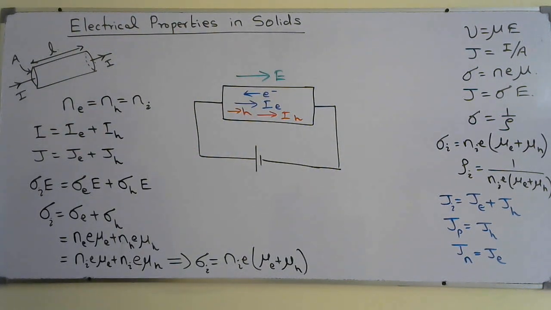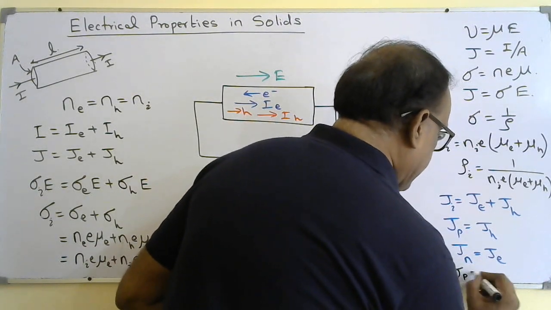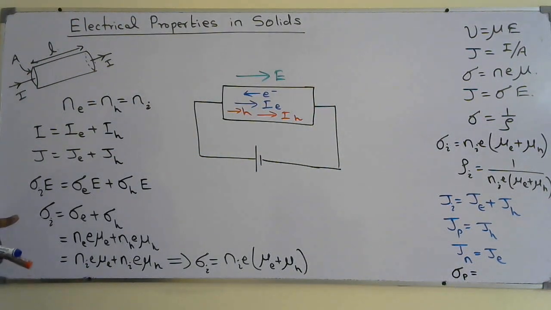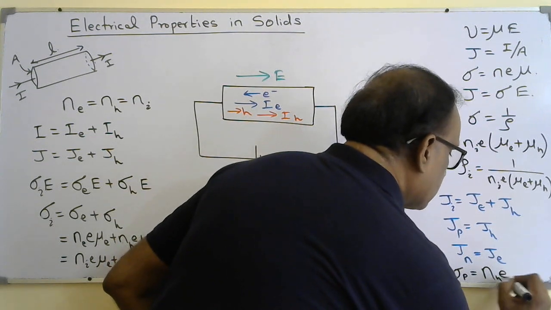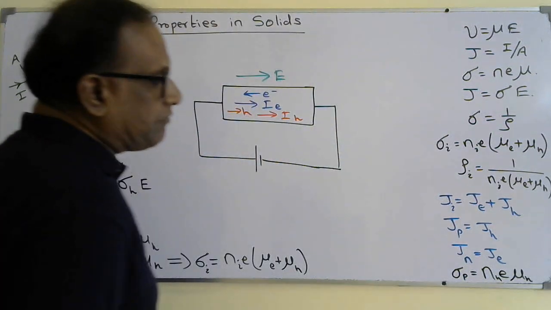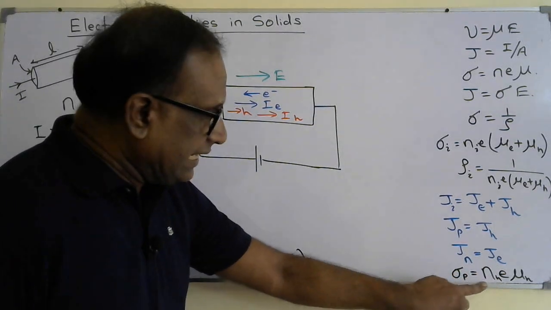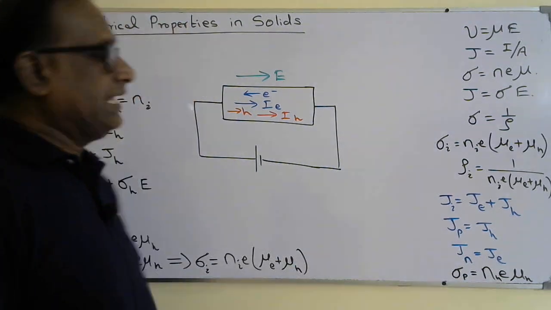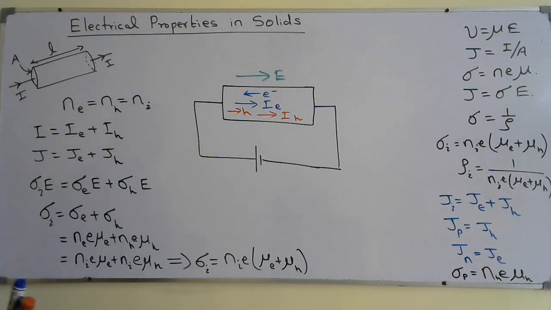In the same way, I can say the conductivity of an extrinsic semiconductor, sigma p for a p-type semiconductor, will be equal to Nh e mu h. In the same way, for an n-type semiconductor, it is Ne e mu e, because the minority carriers will be negligible.